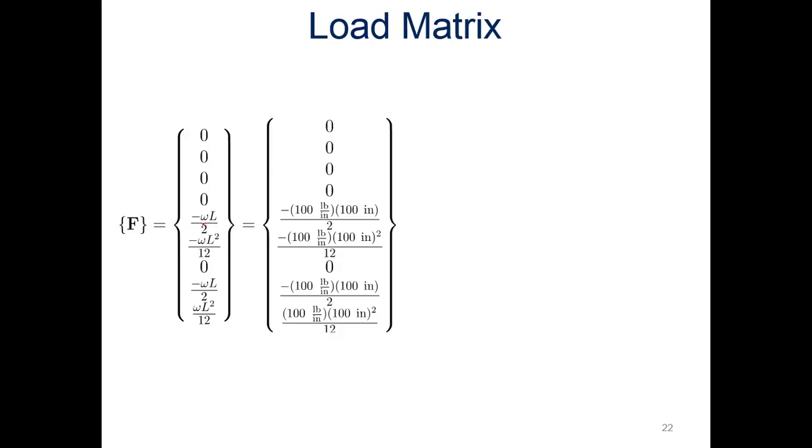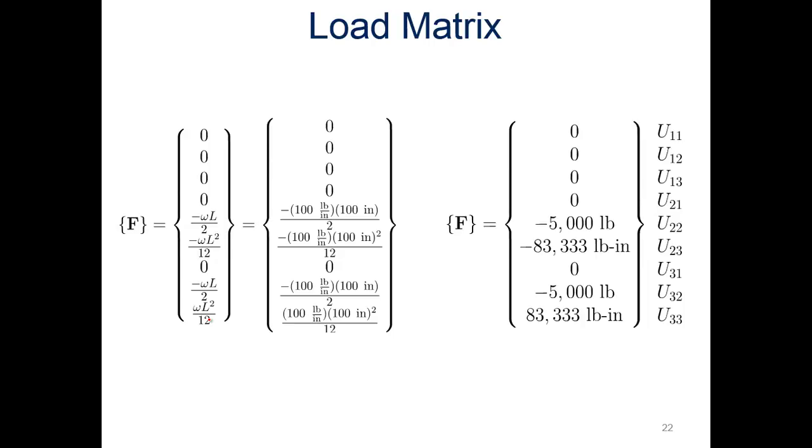And so for distributed load, it's negative omega L over 2 for the lateral loading, and negative omega L squared over 12 for the moment. Negative omega L over 2, sorry, for the lateral loading at node 3, and omega L squared over 12 for the rotation moment that's applied to node 3. All right, so now we put in here for our force actual values, calculated through, and we get the minus 5,000 pounds at both nodes, and a moment of 83,333 pound-inches.